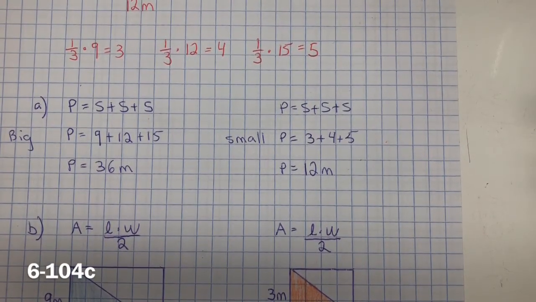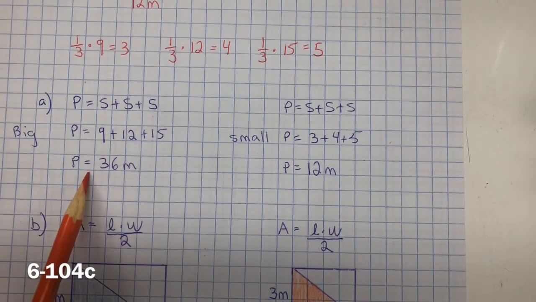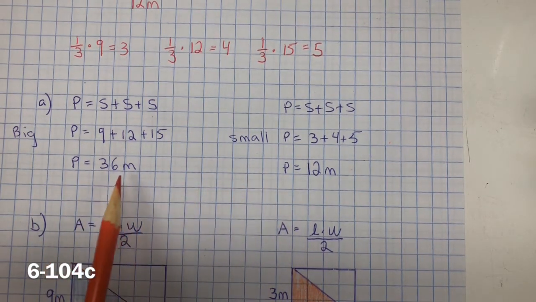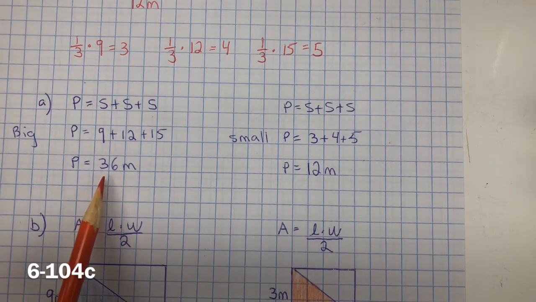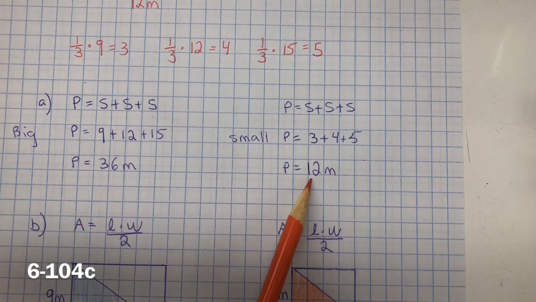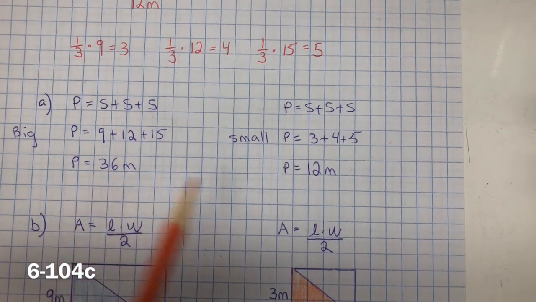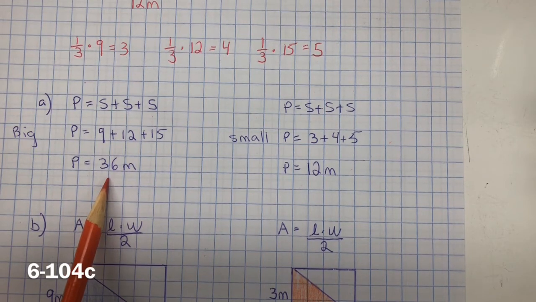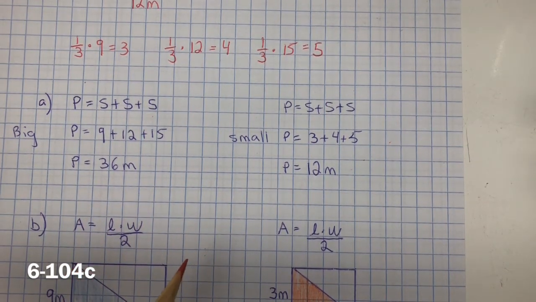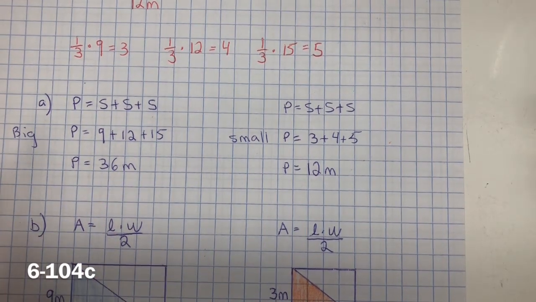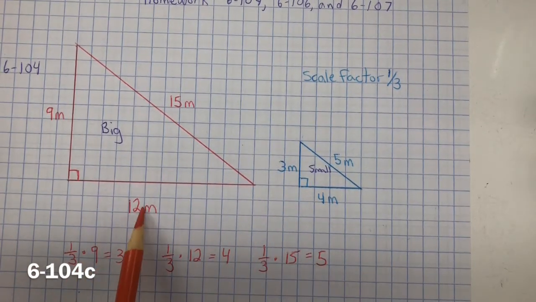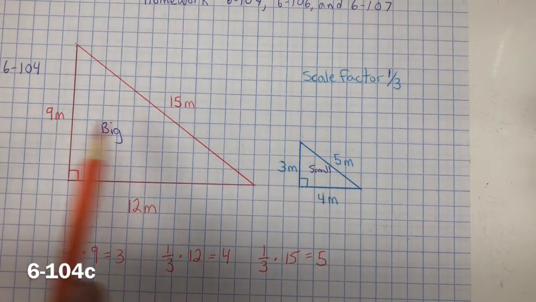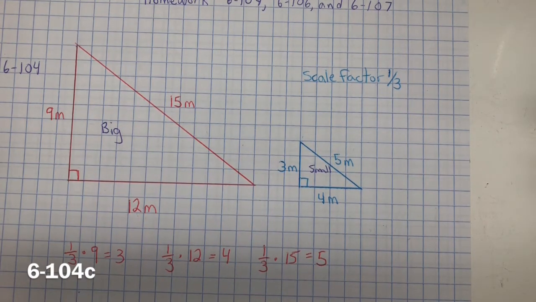In part C, it's asking what is the relationship between the perimeters of the triangles. So if we look at the perimeters, perimeter for the big is 36, perimeter for the small is 12. Well, 36 divided by 12 is 3, so you could see that the perimeter is also 1/3 for the scale factor, just like if we look at the lengths of the sides. 12 divided by 3 is 4, 9 divided by 3 is 3.